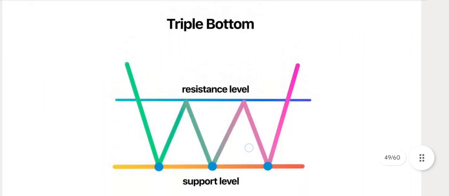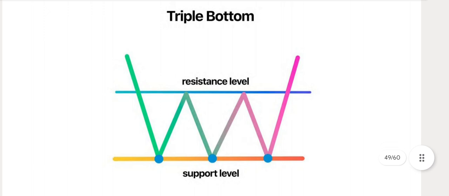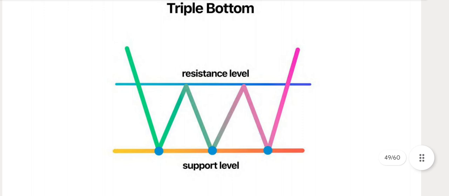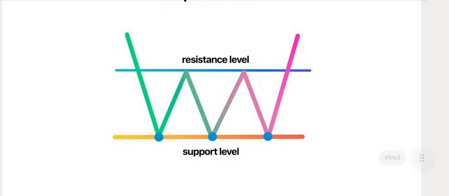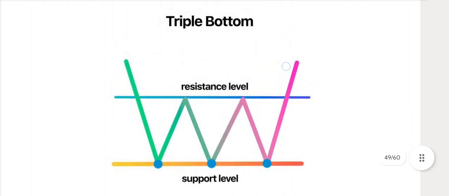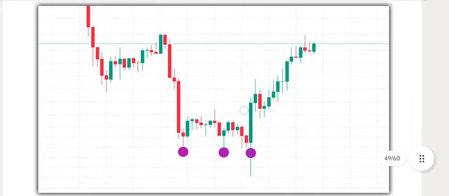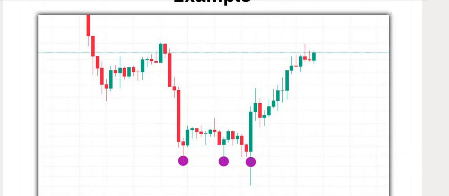Resistance level. This is a triple bottom, a resistance level above, and a support level. Here it has already broken the resistance level. What do we expect? Let's see on our charts. After it has broken the resistance level, wait for candle confirmation, then press a buying position.